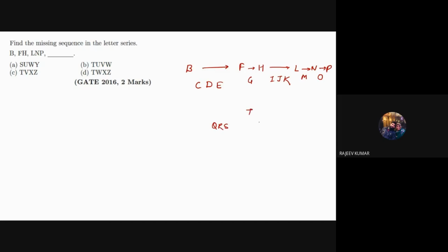You will get T. Then U drop V. W drop X. Y drop over Z. So T, V, X, Z. T, V, X, Z. So this सिंपल लॉजिक है. एंड यू कैन सी दैट इट हैज बीन आस्क्ड फॉर 2 मार्क्स.